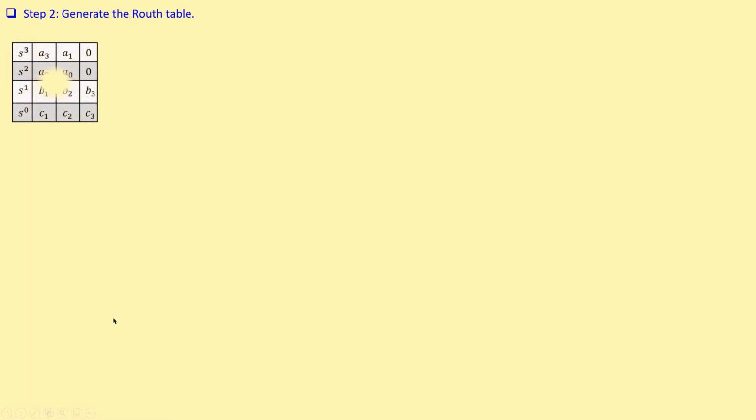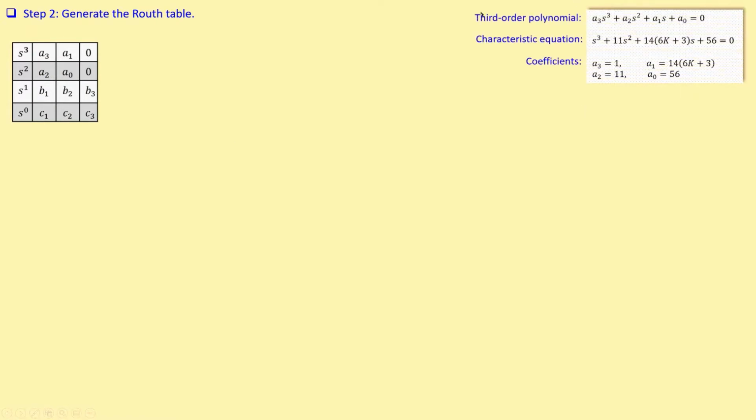So for a third order system, I can now show you the summary of this situation. We have the characteristic equation, which is shown here. This is a third order polynomial, which is in general form. I can again determine like terms. A3 is just 1 here, A2 is 11, A1 is 14 times 6k plus 3, so I can also write it down, and A0 is just a constant, so it will be 56. Now, if I just substitute the values in here, and then determine, again, using the first column, the stability of the system, then I'm done.